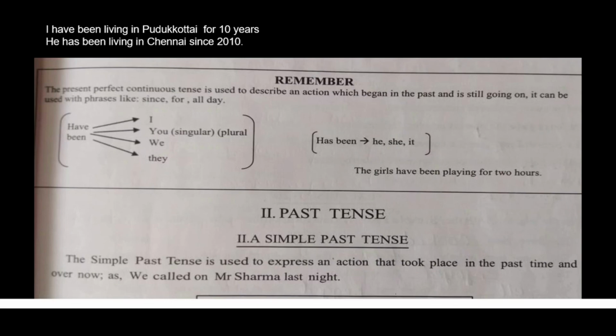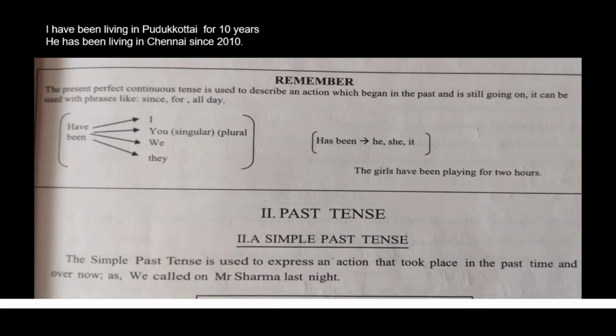I have been living in Pudukkottai for 10 years. He has been living in Chennai since 2010. Since and for. Okay, where do you use since? If a particular year, particular day, or particular time is mentioned, we have to use since. And if a particular period of time is given, we have to use for.